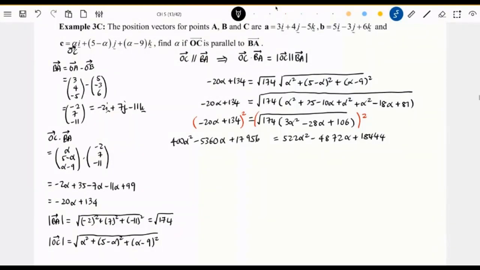Okay, so now kita nak simplify to make everything to one side by making the alpha square a positive alpha square. So we end up with 122 alpha square. And then we're going to have 10232 alpha. And then we have it here 488. Okay, sampai sini clear? Macam mana kita boleh dapat yang ini?